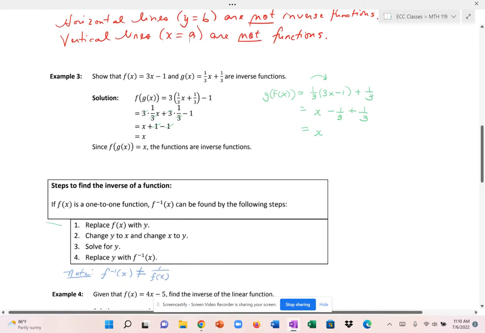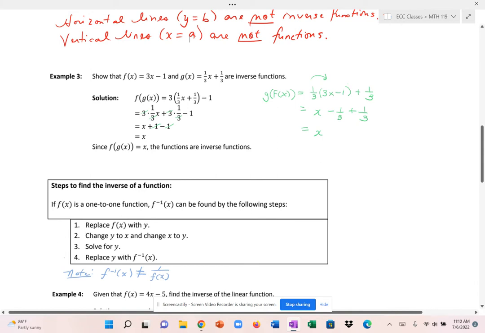If your function is stated in terms of f of x, you replace the f of x with y. Step 2 would be to swap, make the y into an x and the x into a y. If you have more than one x, then all the x's change to y. Then you solve for y. And then once the y is isolated on one side, replace the y with f inverse. So once you get to step 4, you have found the inverse function of f of x.